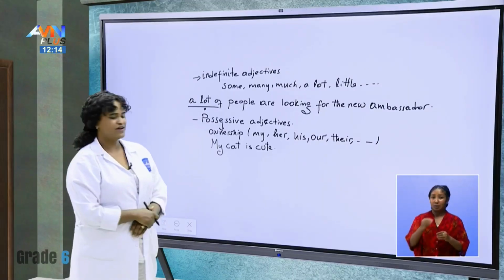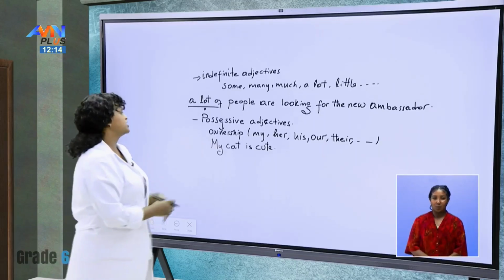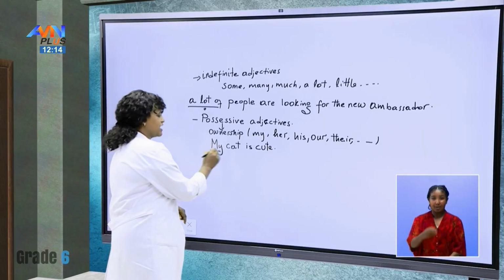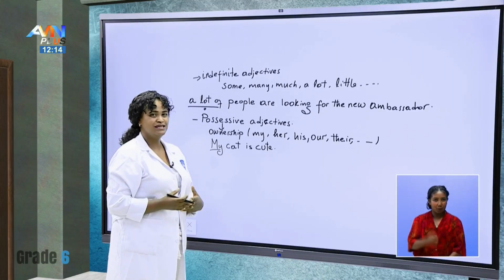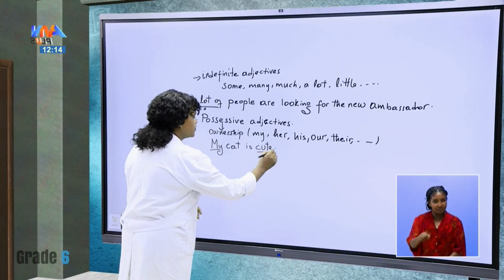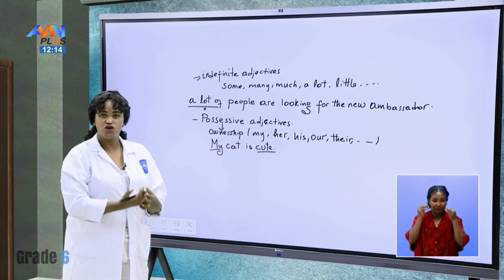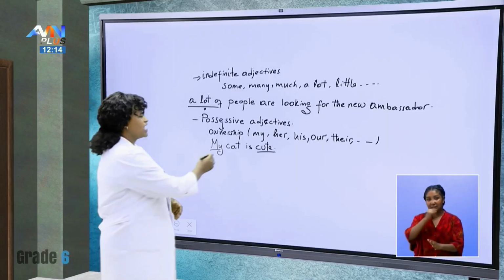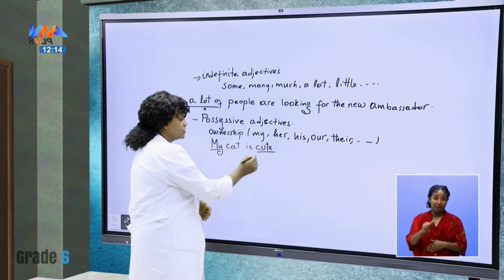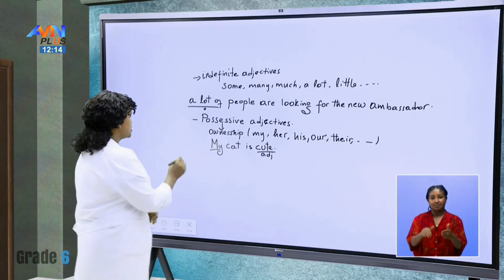Can you identify the adjective here? As we are saying now, my is an adjective. What else? Is there no any opinion? Yes, cute. I'm talking about the beauty of my cat. Yes, that's also what? An opinion, descriptive adjective. So my cat is cute. This is also what? An adjective. All right. Let's pass on to the next one.